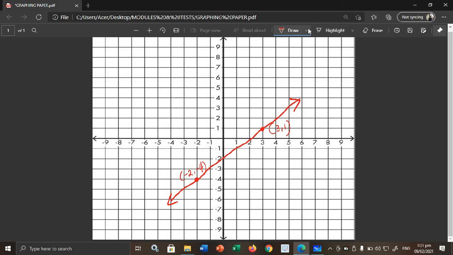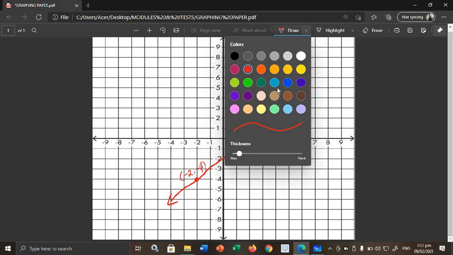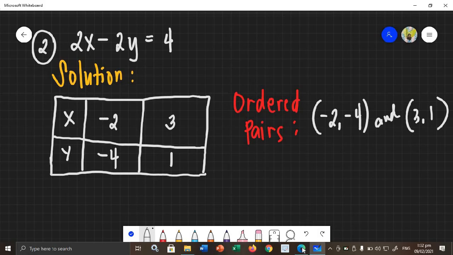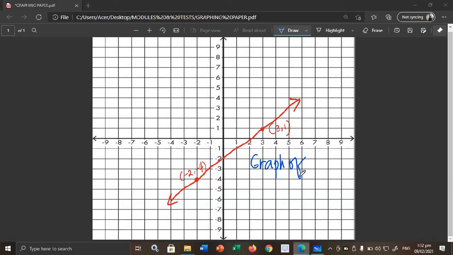So make sure you use a ruler, okay? So now we have the graph. We now have the graph of 2x minus 2y equals 4. So, yeah, that's it. That is how you graph linear equations using 2 points or 2 ordered pairs.